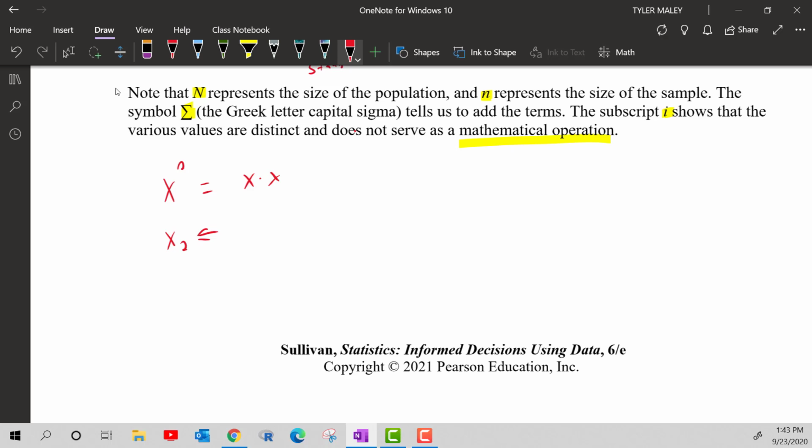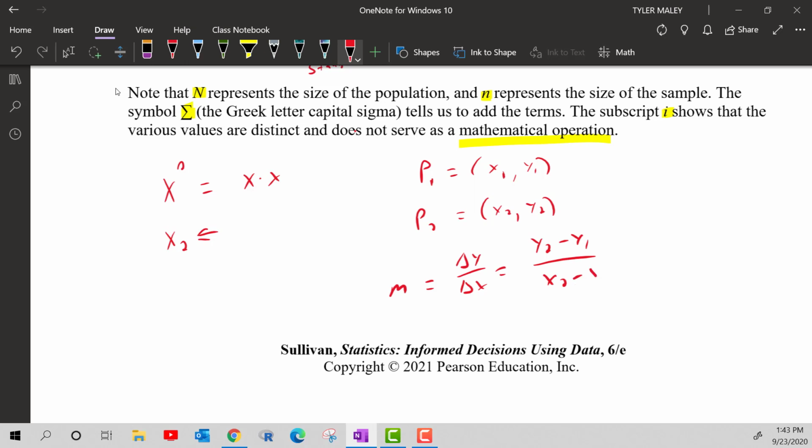So maybe, for example, when you looked at slope before, you might have seen something like, you have point 1 where you have x1 and y1, and point 2 which is x2, y2. So in this case, the subscripts, the 1s and 2s, correlate with the point that you're talking about. So then the slope would be the change in y over change in x, which is y2 minus y1 all over x2 minus x1.